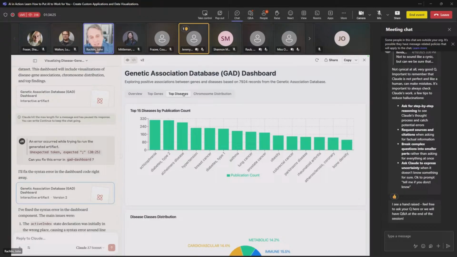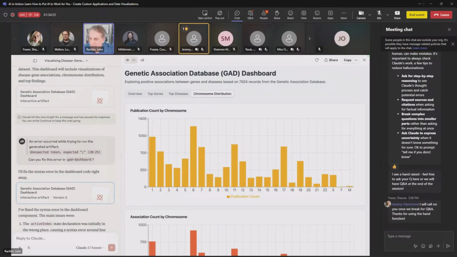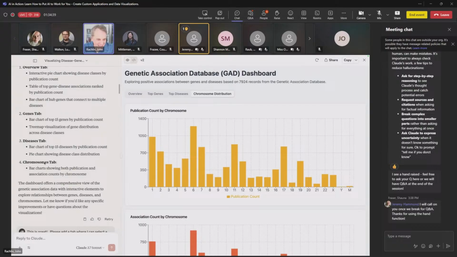Within this particular data set, we can look at the chromosome distribution of the genes that have been the focus of study. All right, so this is, I think, a pretty good start. Now, scroll down a little more, and now I start to get a little bit curious.